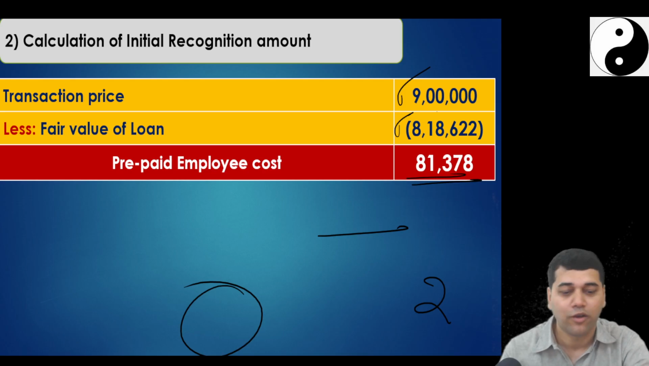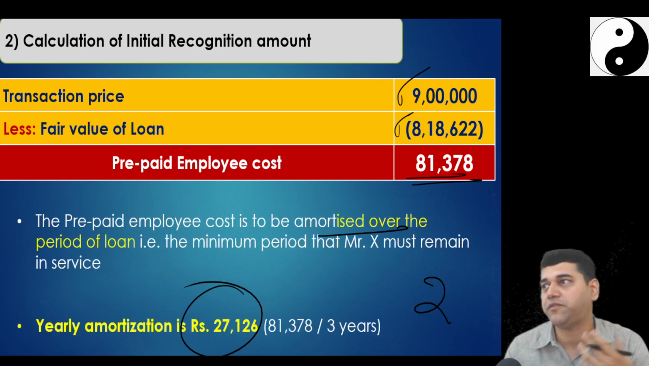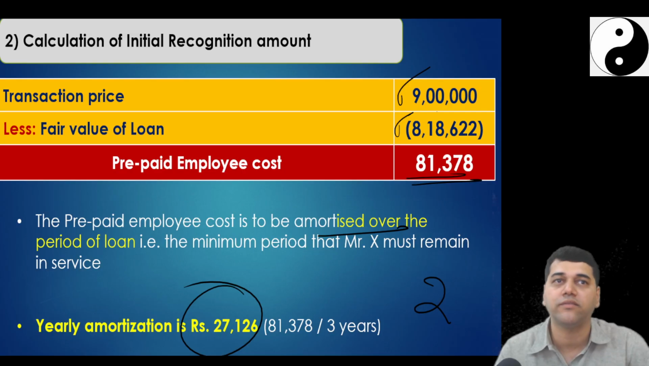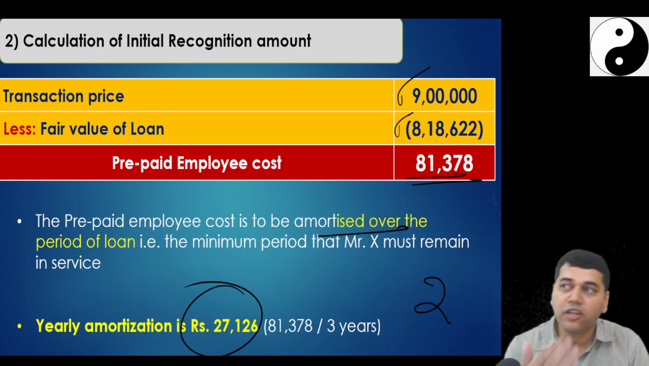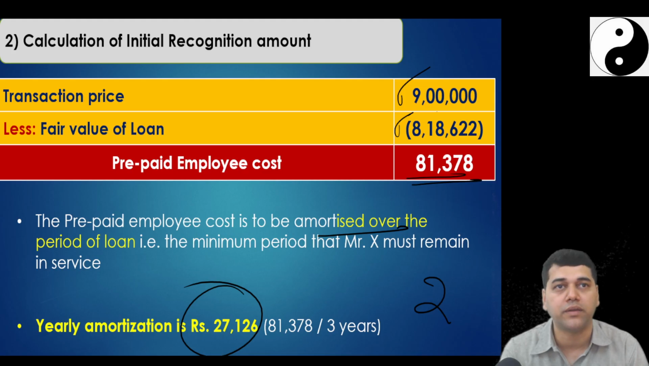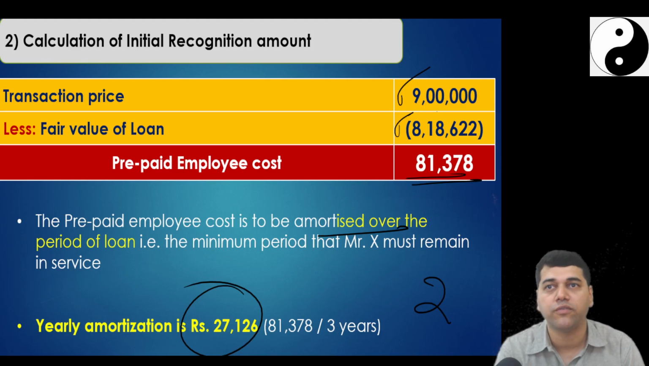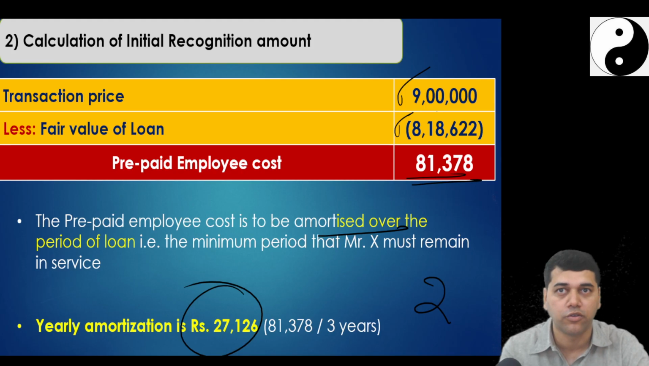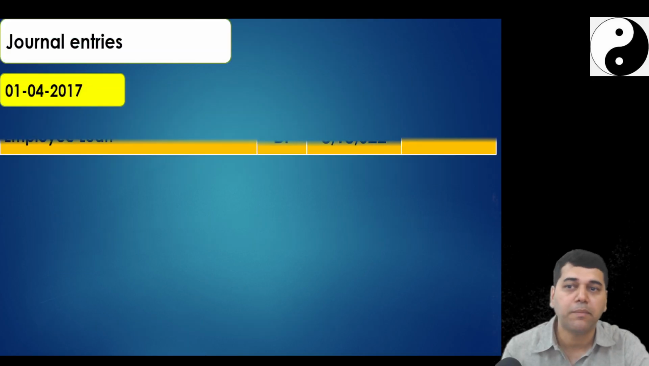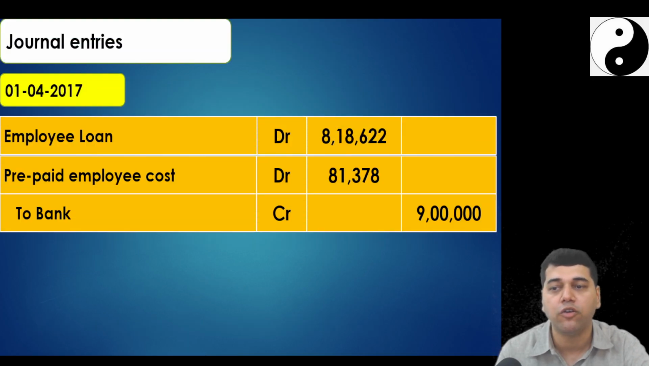No. On this day I didn't know. So I say, if everything goes well, this is what I would have done. Now suddenly at the end of second year he comes and says, sir, I want to pay. Then it will get reshuffled. If not, my life would have been simple. It would have gone as is normal. Next, I'll pass the journal entry, employee loan prepaid cost to bank.